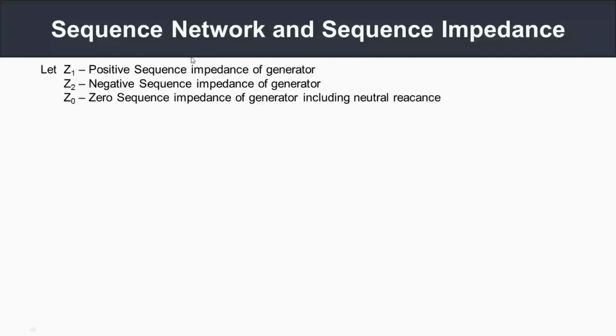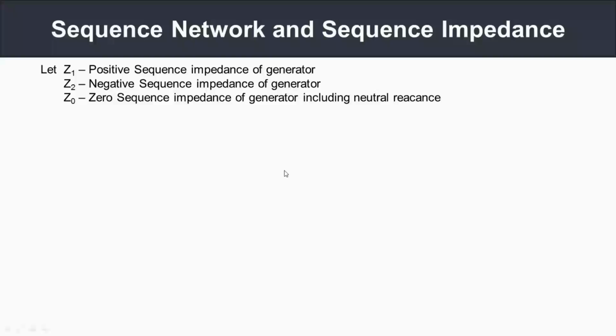Then, sequence networks and sequence impedance. Let Z1 be the positive sequence impedance of the generator, Z2 the negative sequence impedance of the generator, and Z0 the zero sequence impedance of the generator, including neutral reactance. Now let's draw the positive sequence impedance network for the generator.